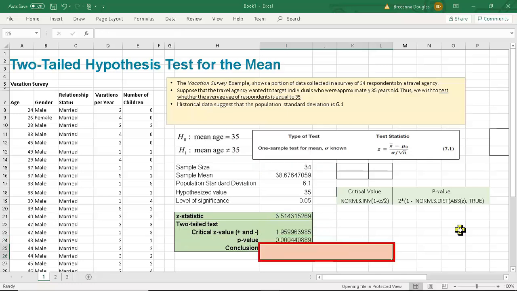We are now ready to state our conclusion. Since our z-test statistic of 3.514 does not fall within our critical values of plus or minus 1.96, we will reject the null hypothesis.